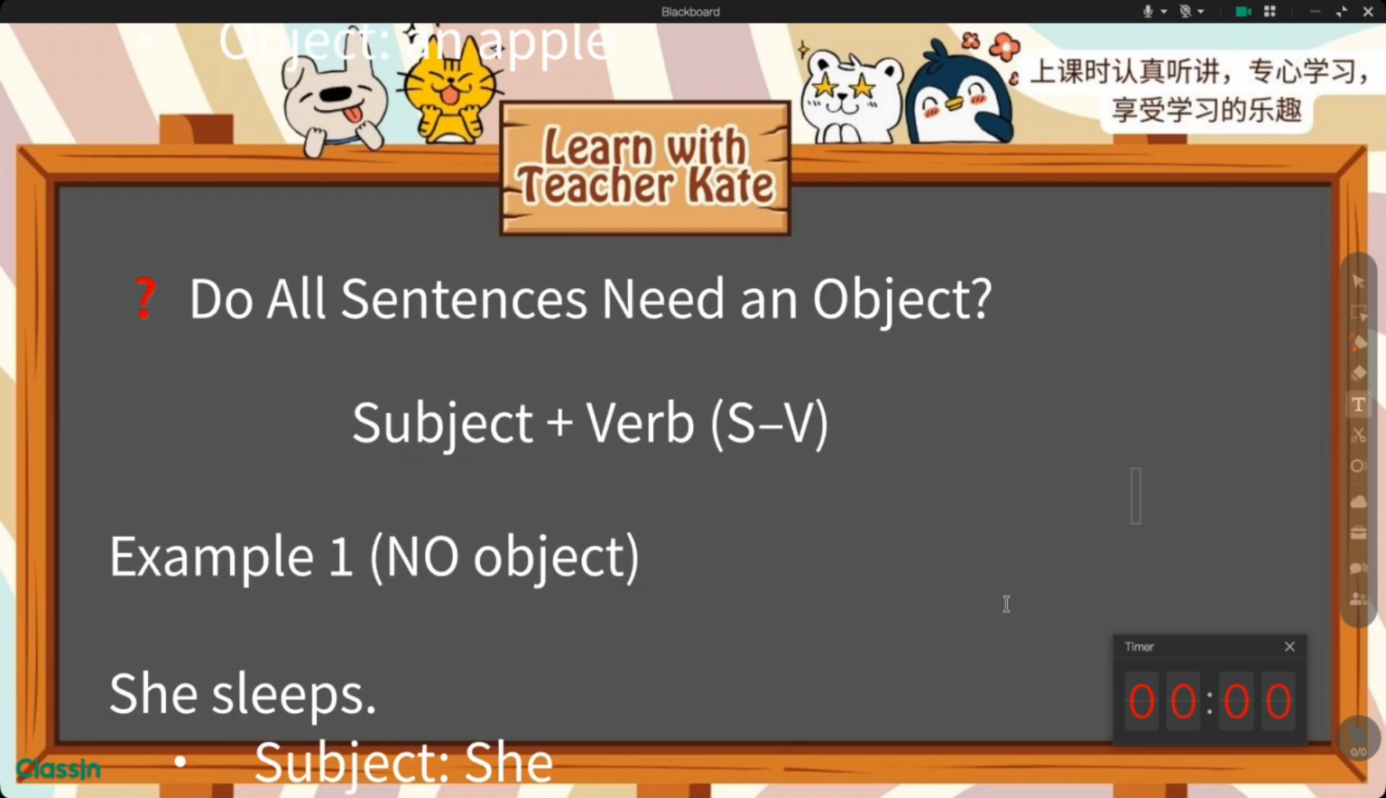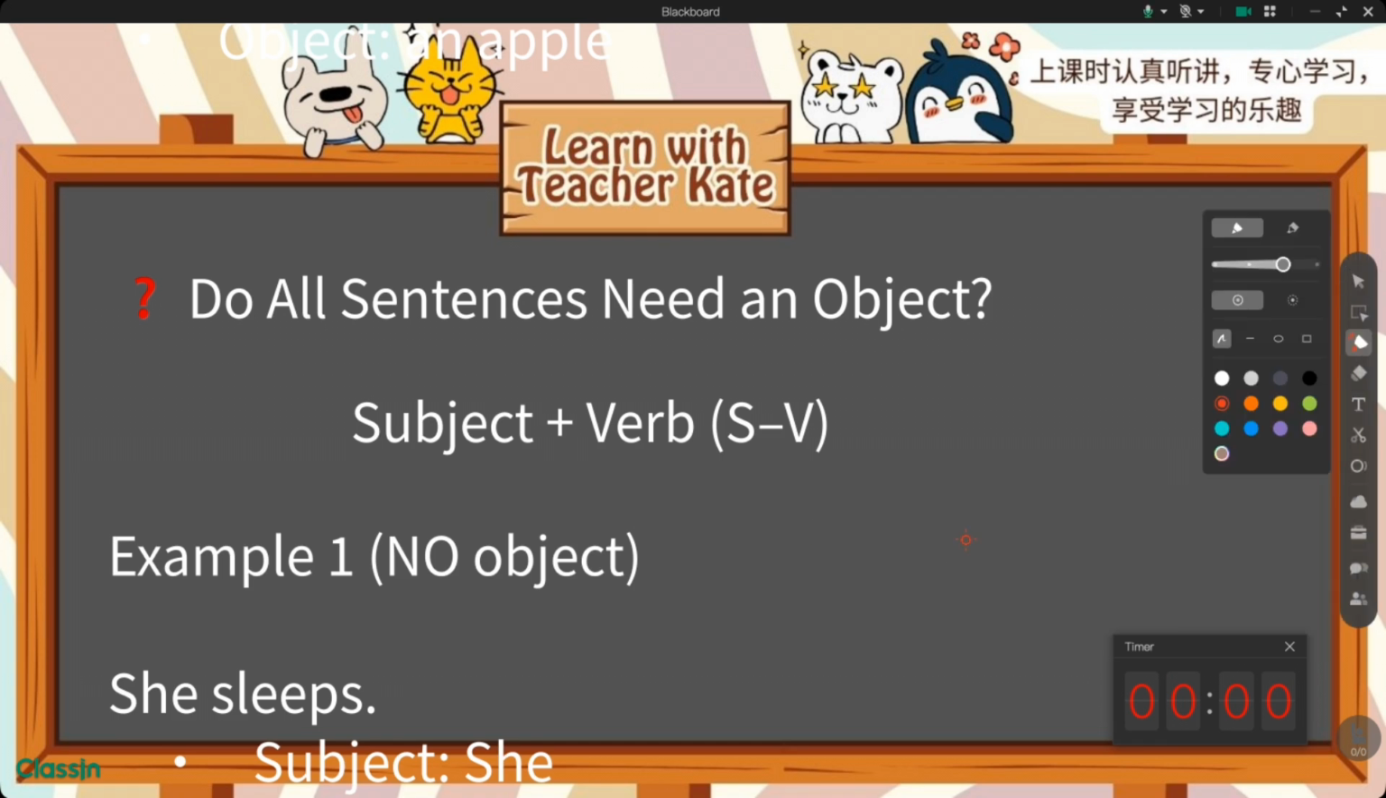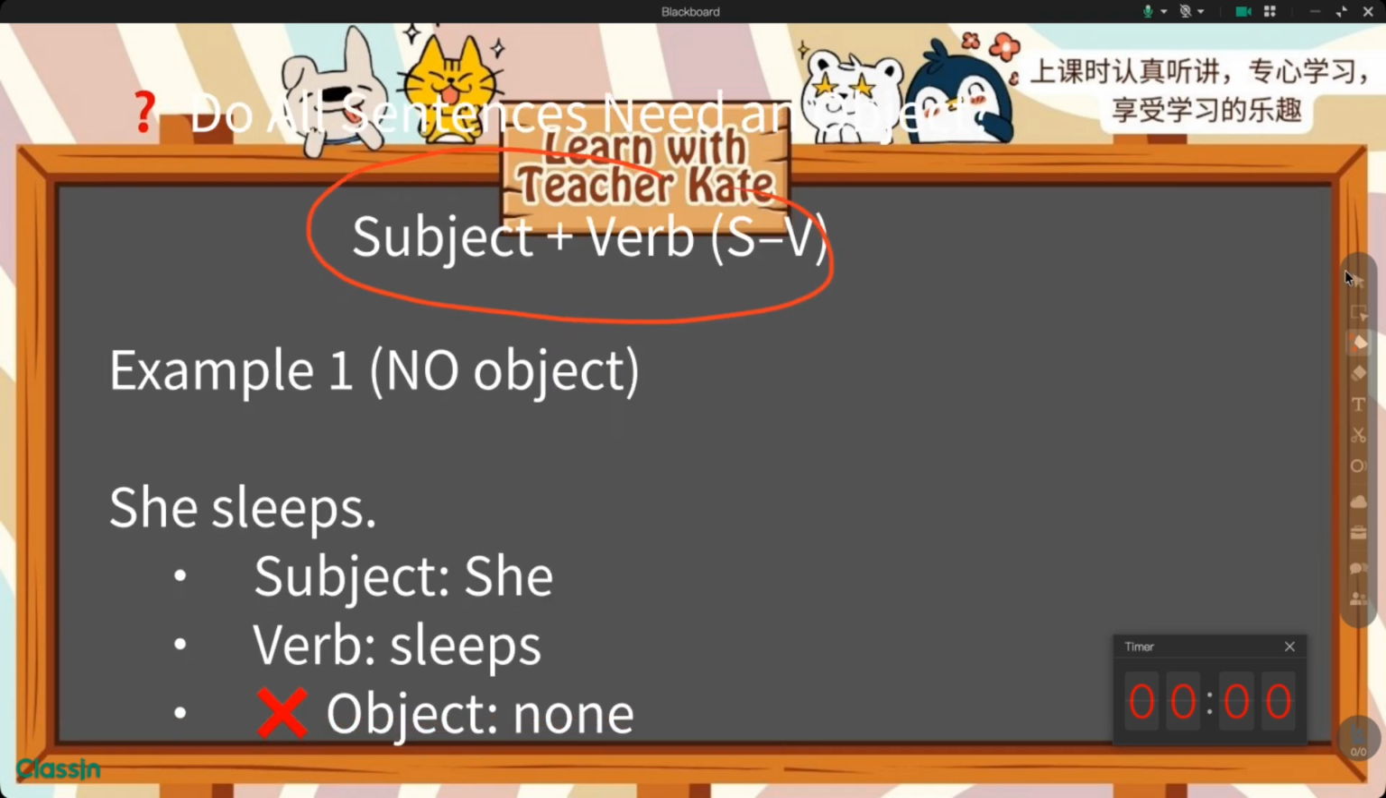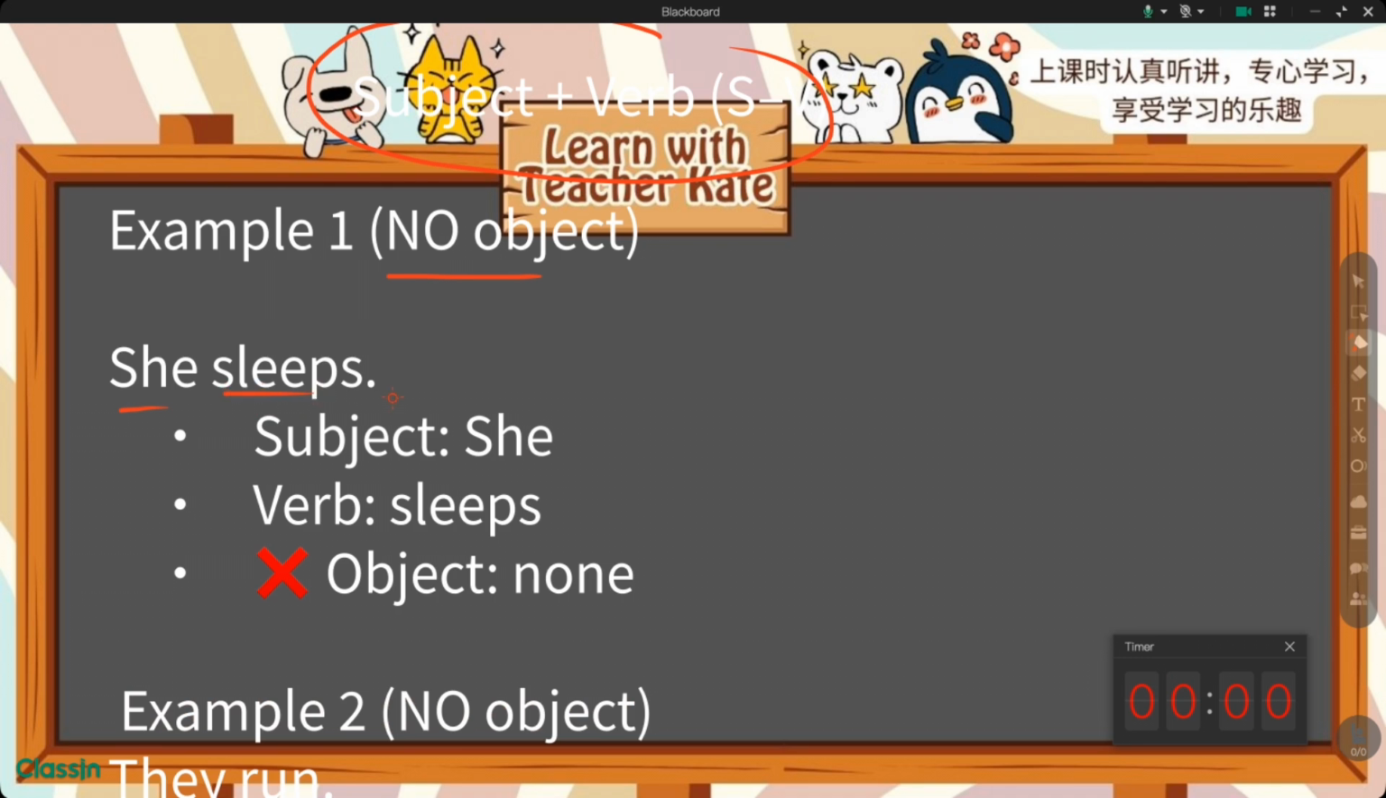You might have asked, do all sentences need an object? The answer is no. Some sentences are complete with just subject plus verb, or what we call SV. The reason is some verbs can stand alone. Let's check on some examples. Example number 1, no object. She sleeps. In this sentence, you don't need an object because the verb can stand alone.